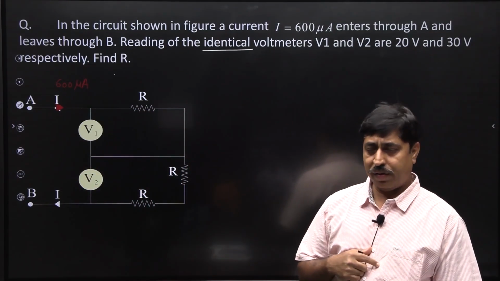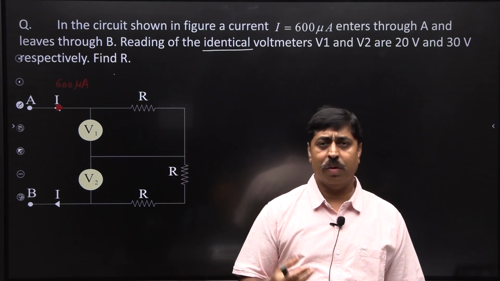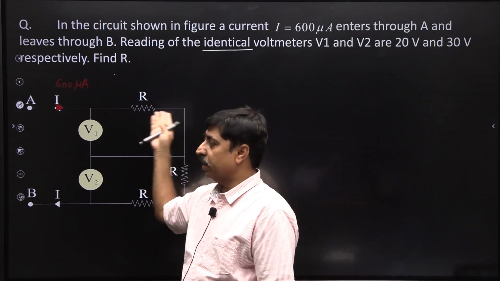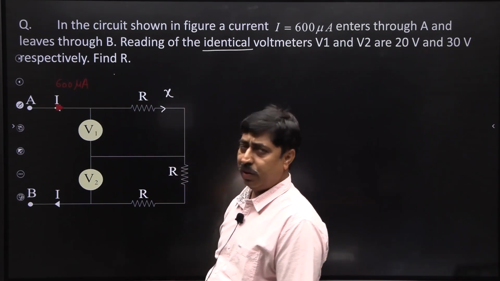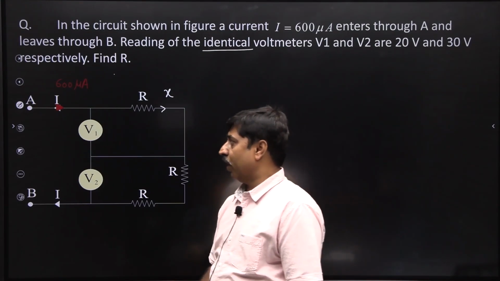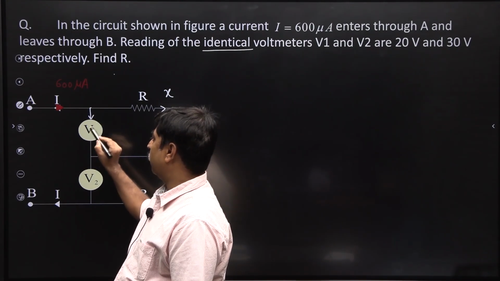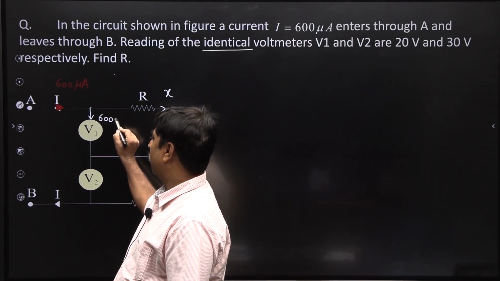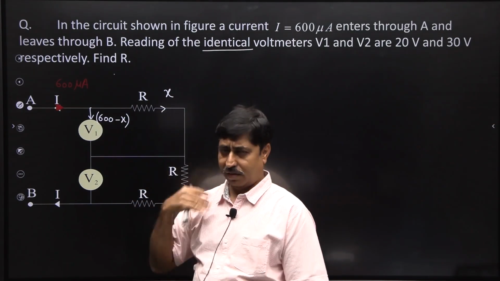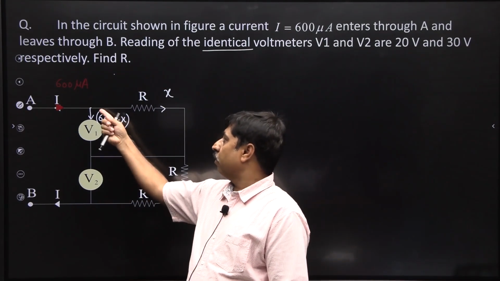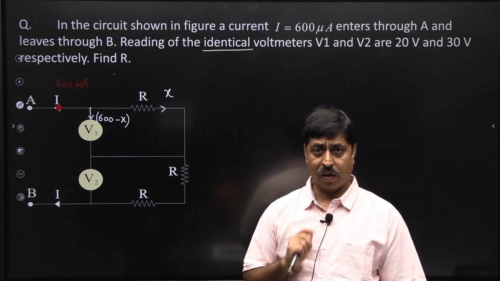I have no knowledge about the magnitude of current here. So, let me assume that the unknown current in this branch is I1, rather I will write it as X. Okay. So, let the current in this branch be X. So, all of you understand using Kirchhoff's junction law that current in this particular branch will be 600 minus X microampere. X microampere is the current here, and 600 minus X is the current here, got it.